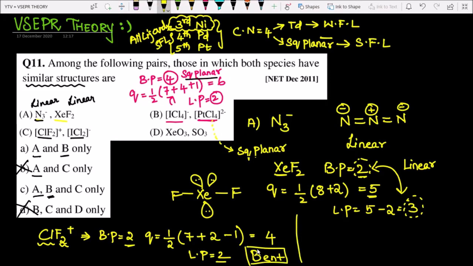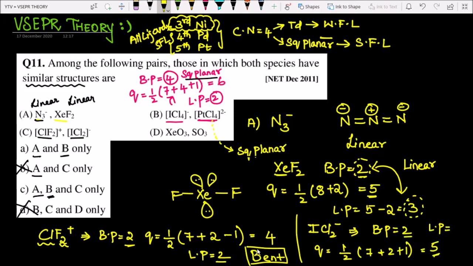In case of ICl2 minus, if we check, the bond pair is equal to 2 and the quotient is equal to half into 7 plus 2 plus 1, right? So it's going to be 5. Then the lone pair is equal to 5 minus 2, so it's going to be 3. So bond pair is 2 and lone pair is 3. If bond pair is 2 and lone pair is 3, it is going to be linear.